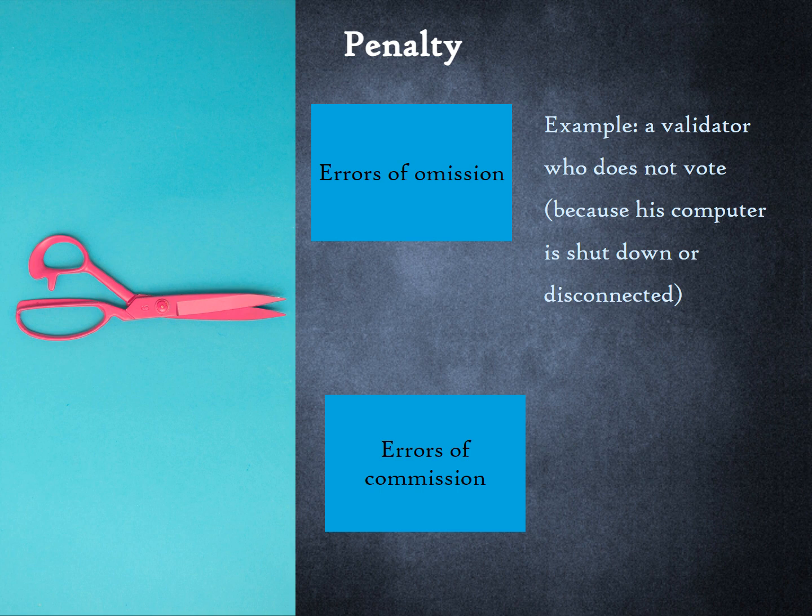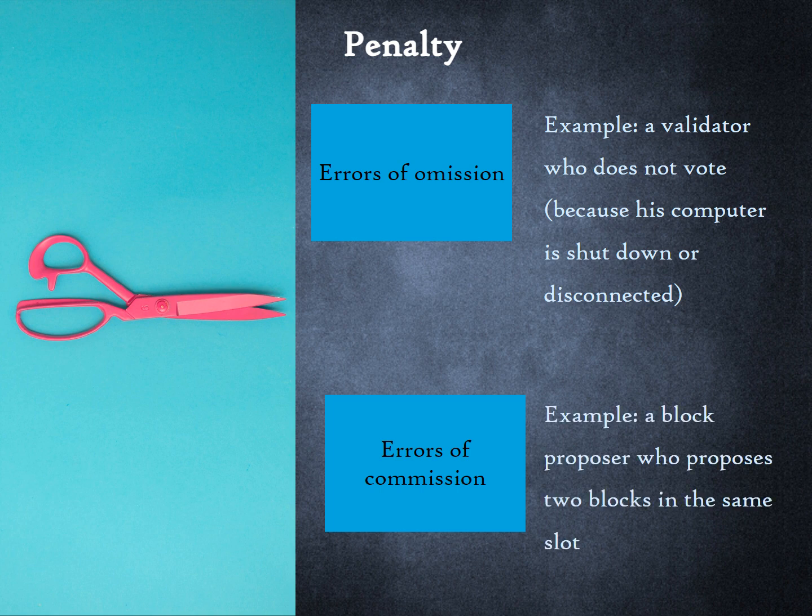In the second scenario, a validator is actively violating the rules of the Ethereum network. For instance, consider a block proposer who proposes 2 blocks in a slot. This is almost impossible to do accidentally.